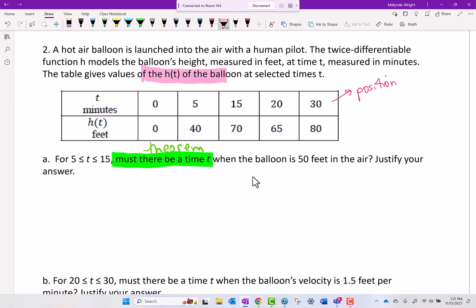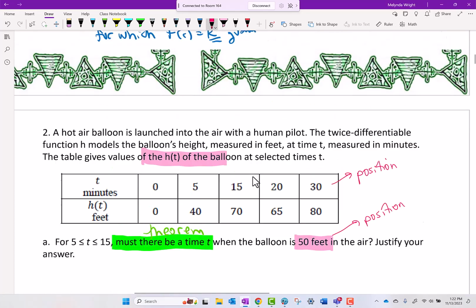What kind of information is this? This is position information, right? 50 feet is a position. So if we have position data and we want to know about a position, do you think the theorem is going to be IVT or MVT, intermediate value theorem or mean value theorem? It's intermediate value theorem, right? Because intermediate value theorem is dealing with one function. Let's look at that again.